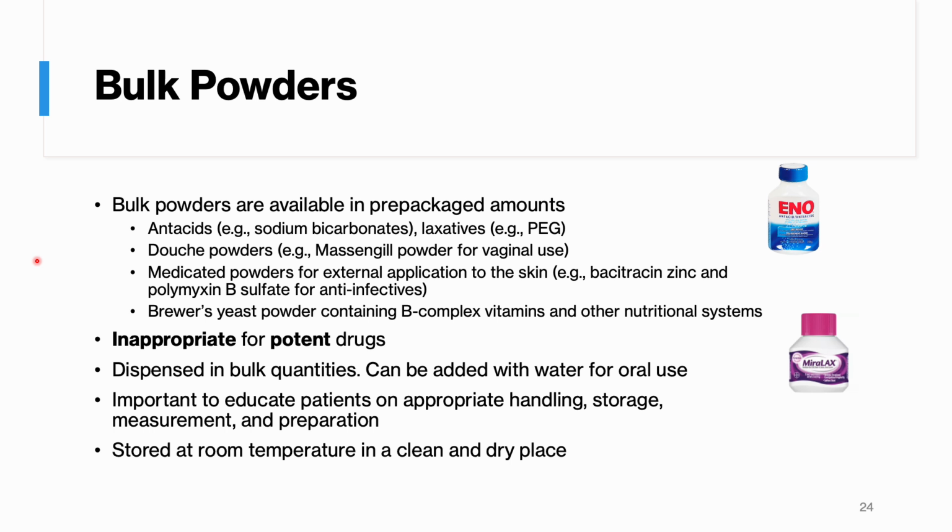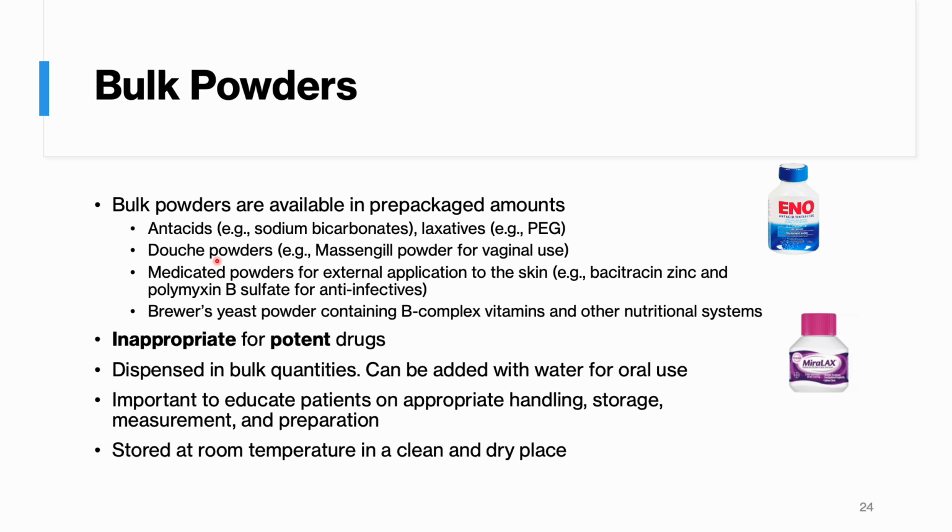Another application of powders is in medicated bulk powders. Bulk powders are available in prepackaged amounts. This is an example of a bulk powder in bottles. Each bottle contains many doses, so the patient needs to take out a small amount at a time based on the dose recommendation. Examples of bulk powders can be antacids, for example this product that contains sodium bicarbonate, and laxatives, for example this one that contains polyethylene glycol.